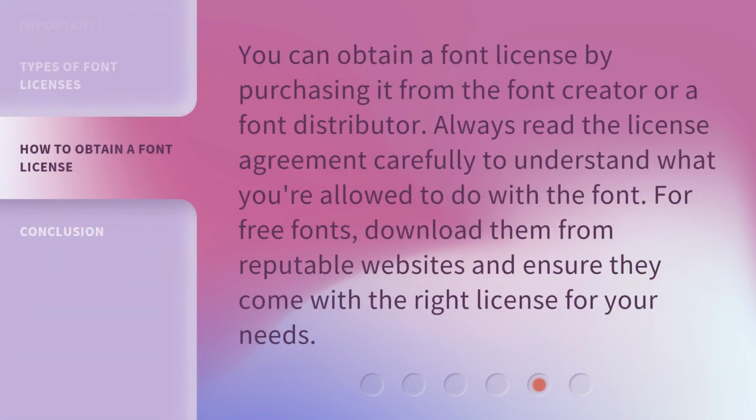You can obtain a font license by purchasing it from the font creator or a font distributor. Always read the license agreement carefully to understand what you're allowed to do with the font. For free fonts, download them from reputable websites and ensure they come with the right license for your needs.